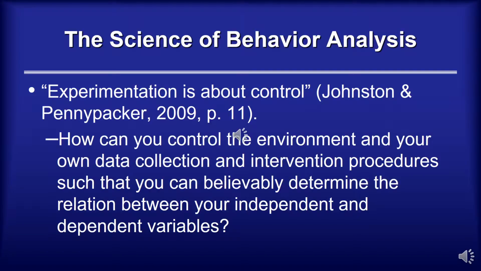Johnston and Pennypacker state that experimentation is about control. As part of this course, you'll be developing component skills that you'll ultimately apply in order to write and execute an experimental thesis, if you're in the master's program, that is. Regardless of your program, you'll use skills learned in this class in order to design interventions and monitor the progress of your clients. How can you control the environment and your own data collection and intervention procedures such that you can believably determine the relation between your independent and dependent variables? The first goal is to clearly define your dependent variable in the first place, such that you can reliably and accurately measure it.